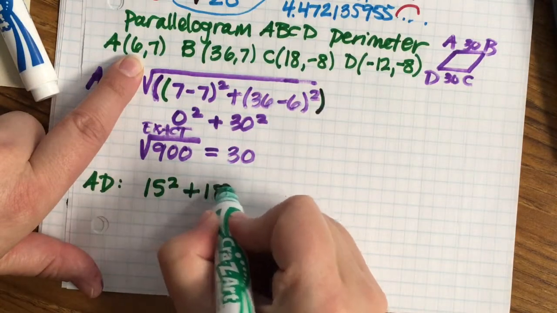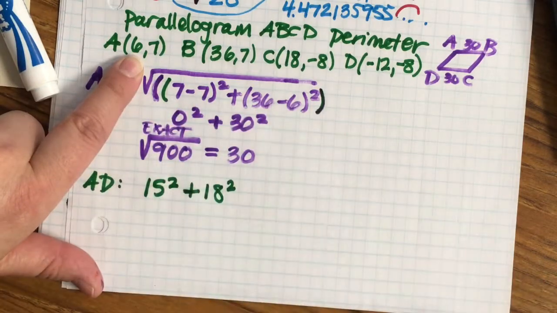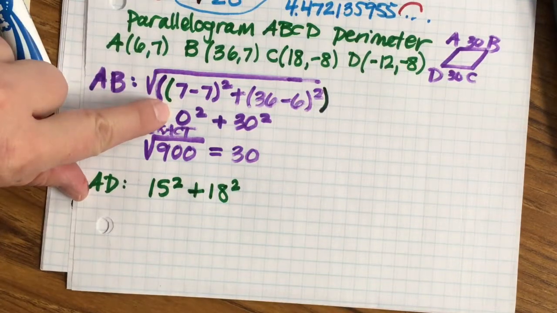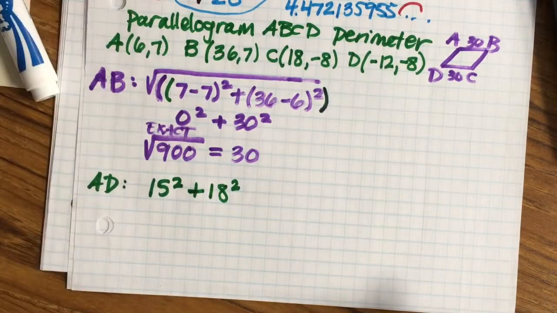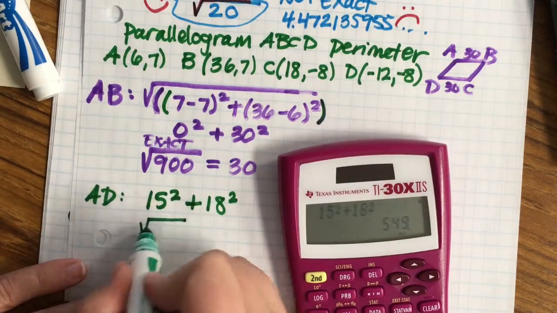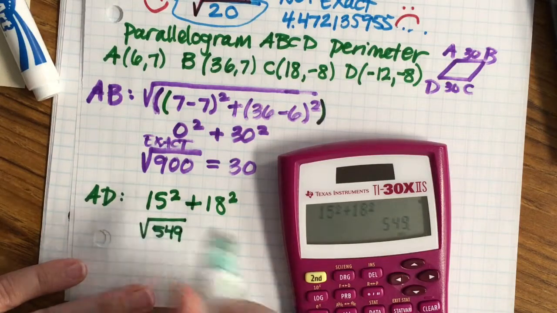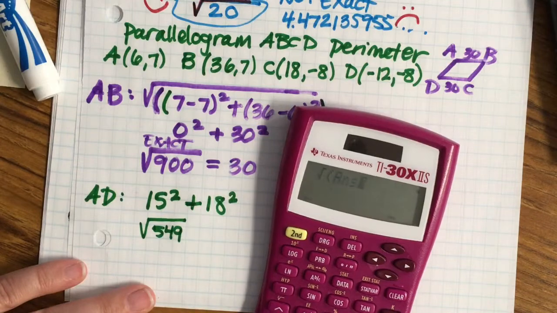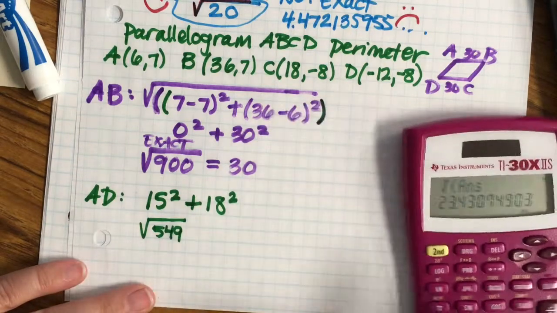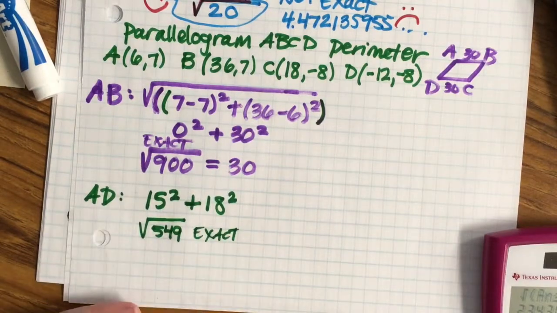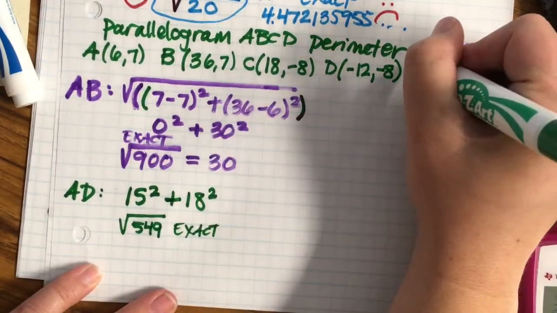If you can't do that in your head, don't do it that way. Go back to doing the parentheses. But notice I skipped this whole big step up here, and I just went to right there. Wow. And then I can use my calculator. 15 squared plus 18 squared. So I would get the square root of 549, and sometimes it's good just to check the square root of that answer. And it's a crazy decimal, so I know that this is exact. Okay, does that make sense? So this is the square root of 549.